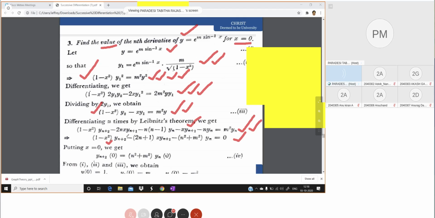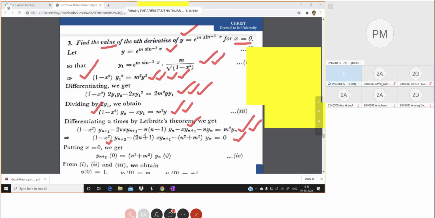Next, yn plus 1, I can see one term here, take a common out. You can see within brackets, you're able to get 2n here and a 1 there because you're taking x into yn plus 1 common out. So two terms came for your yn plus 1 term. Next, what about your yn term? Bring everything to the left hand side and then take a yn common out.